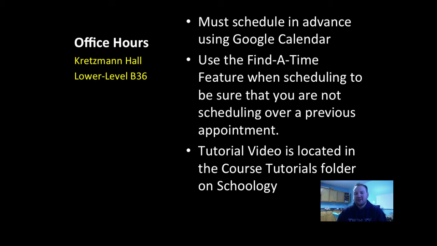My office hours are by appointment. So I would just ask that you schedule them in advance using the Google Calendar. You can use the Find a Time feature when scheduling to be sure that you're not scheduling over any of my previous appointments throughout the day. My Google Calendar is always up to date, so if you find an open slot in there, you can go ahead and schedule yourself in for a half hour or an hour time slot. My office is in Kretzmann in the lower level in B36, so if you just list that as the location of the meeting, that would be helpful as well. There is a tutorial video located in the course tutorial section on the Schoology page, which will show you how to actually use that Find a Time feature, just in case you haven't used that before.